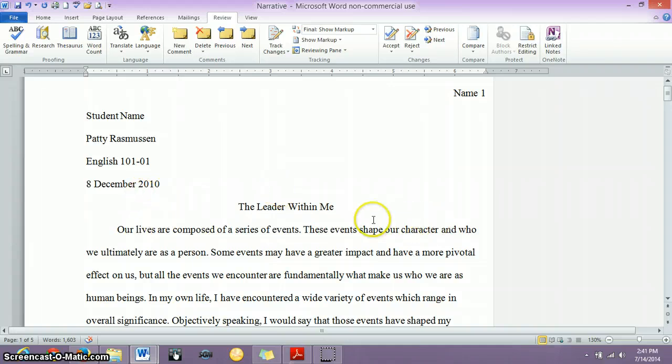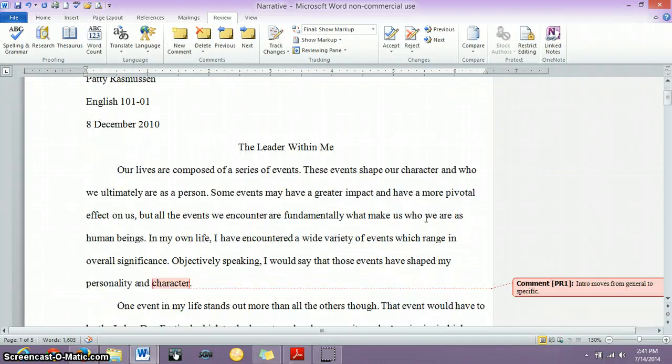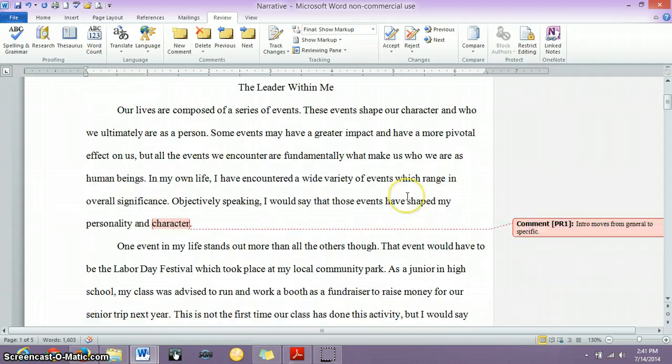So this first one, The Leader Within Me, was written by just a really, really good all-around student. So I wanted to include this essay because it has really good elements of writing that you've learned about all quarter. So it's got a good introduction. It takes a couple paragraphs in order to get into the narrative itself. It starts out more general and gets more and more specific, which is an excellent way to write.